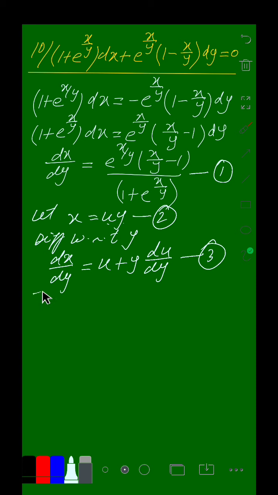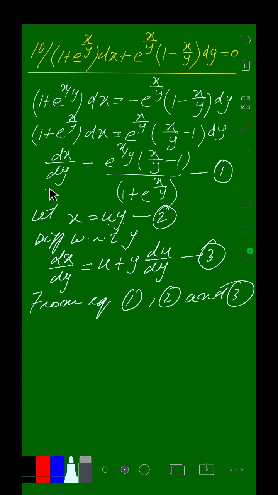So from equations 1, 2 and 3, we may replace dx upon dy by this expression using equation number 3 here in equation number 1.